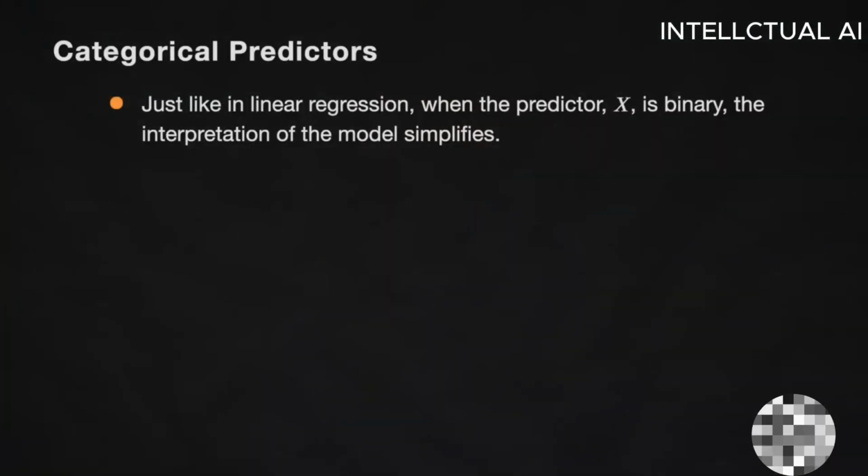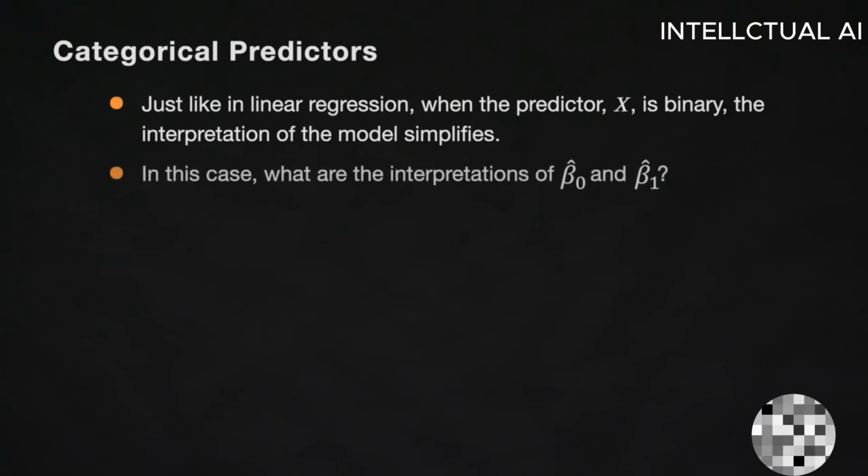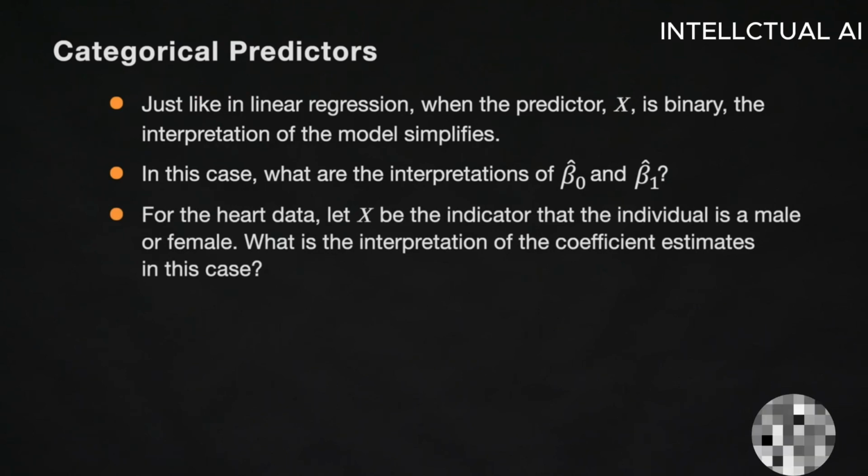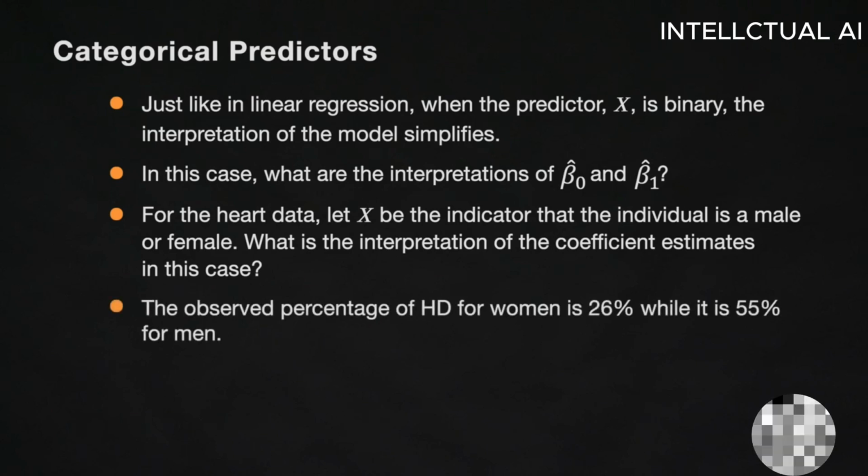Just like in linear regression, when the predictor X is binary, the interpretation of the model simplifies. In this case, what are the interpretations of beta 0 and beta 1? For the heart data, for example, let X be the indicator of the individual being male or female. Now, how do we interpret the coefficients in this case? The observed percentage for heart disease for women is 26%, while for men is 55%.